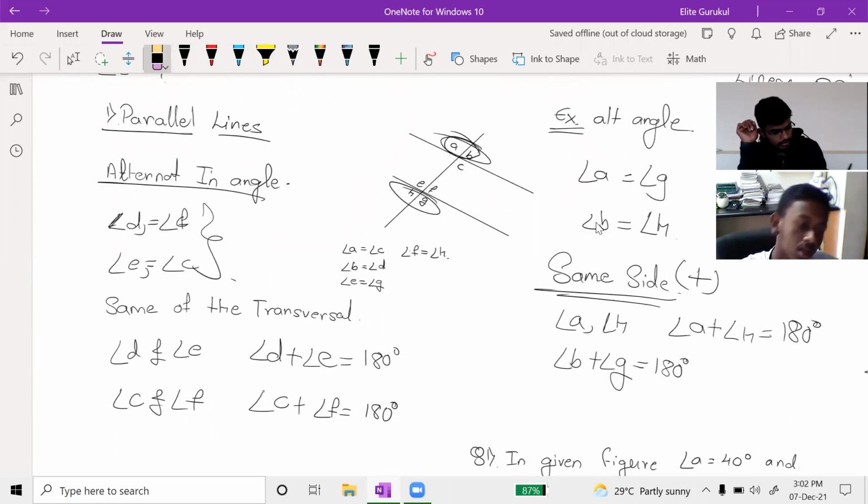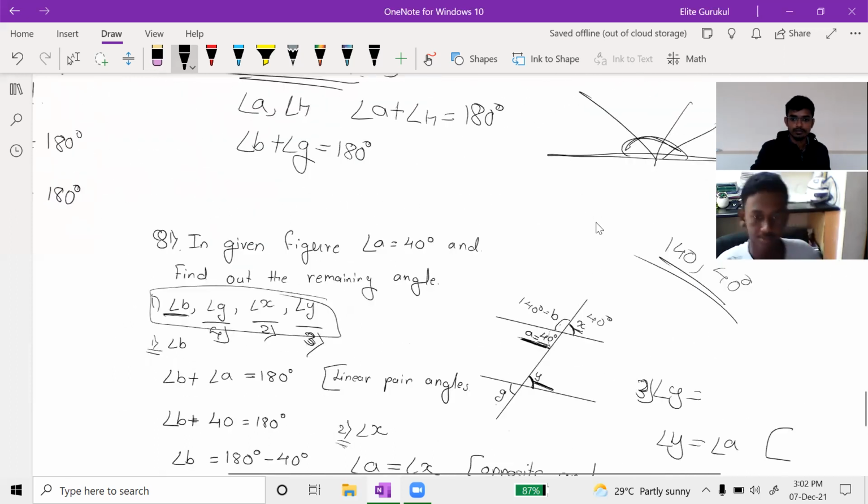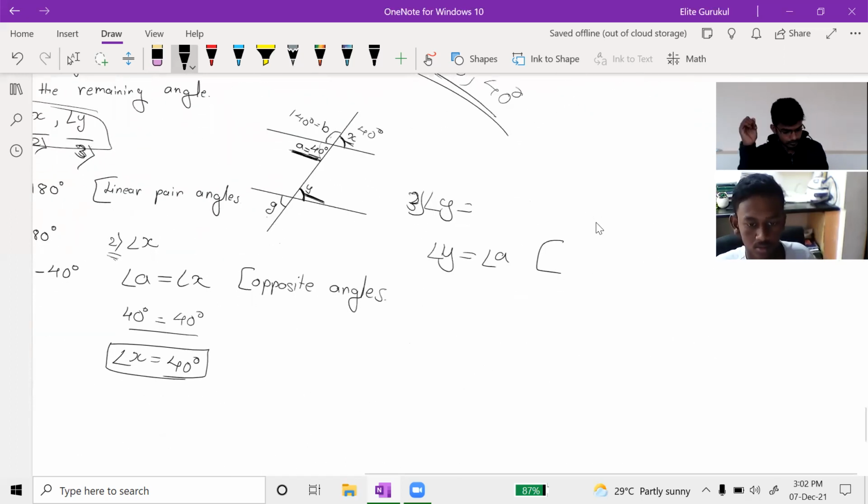See, these are interior angles, right? Yes, 1, 2, 3, and 4. Yes or no? Yes, sir. So alternate interior angles, this and this, will be equal. Okay. Now come to your question and see.